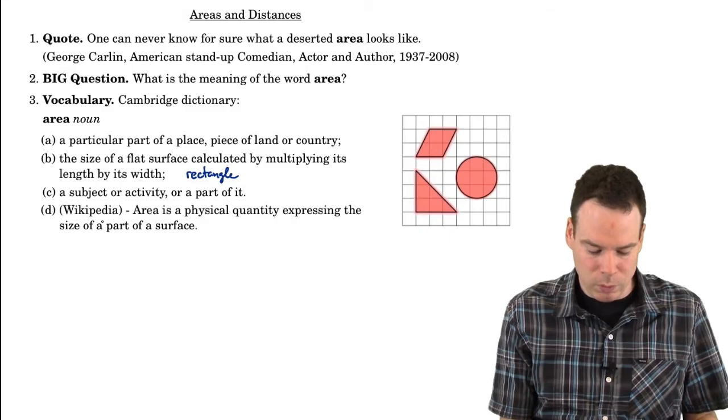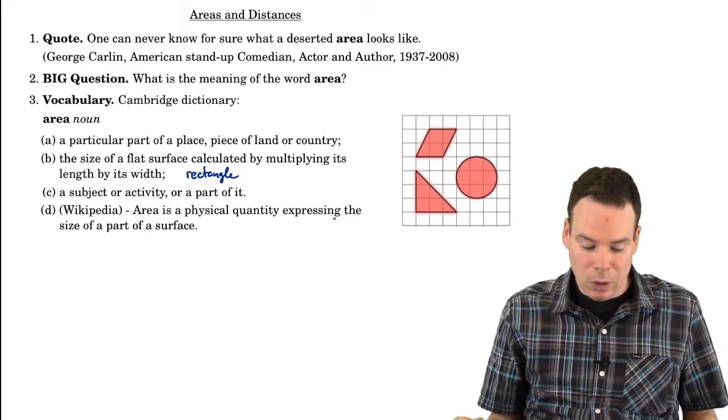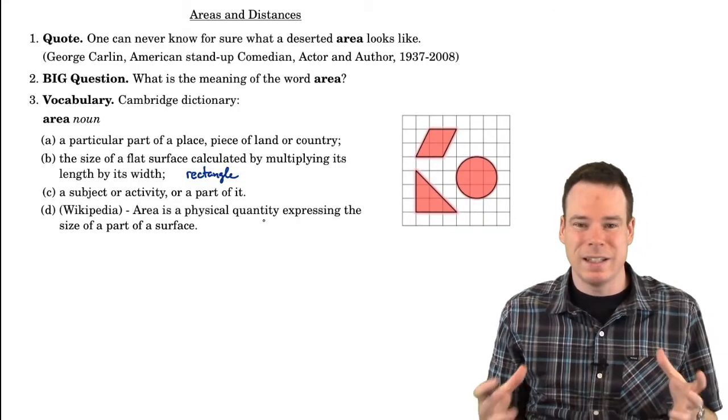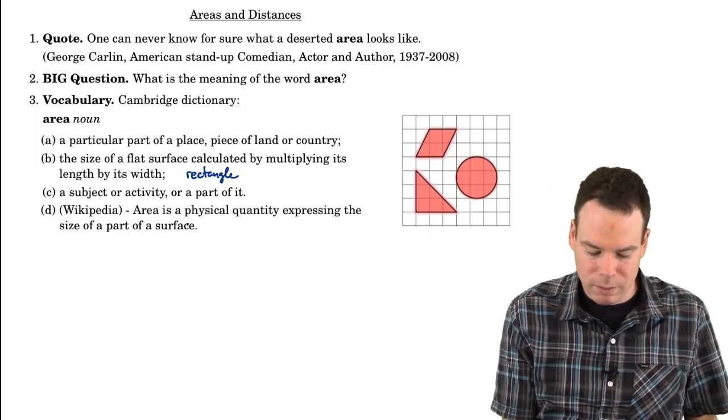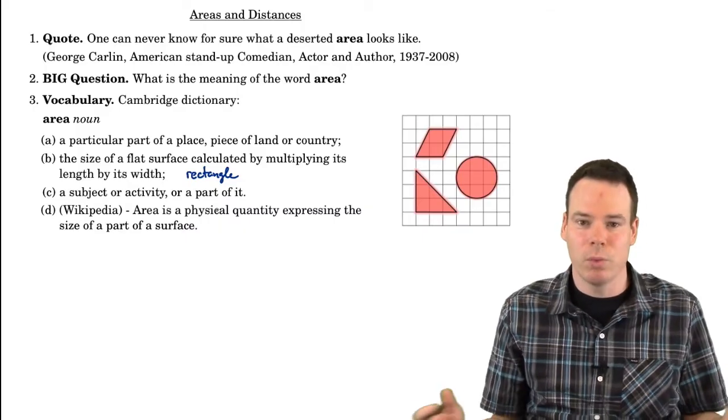A quick peek at Wikipedia says the area is a physical quantity expressing the size or part of a surface. Oh, that's a little bit better. Okay, so that's a physical quantity which tells us something about size. That's kind of what we want. But this is lacking in the sense that it doesn't tell us how to compute. What is this physical quantity? How do we compute it?